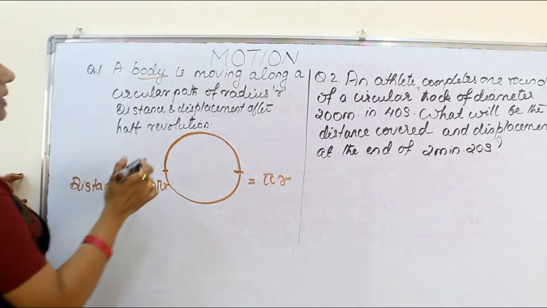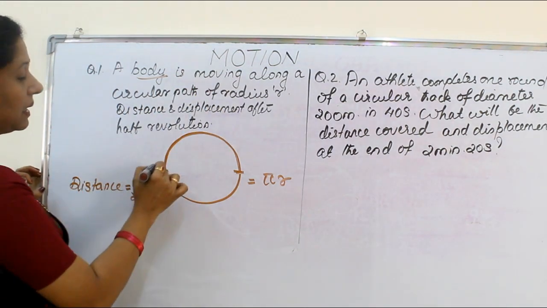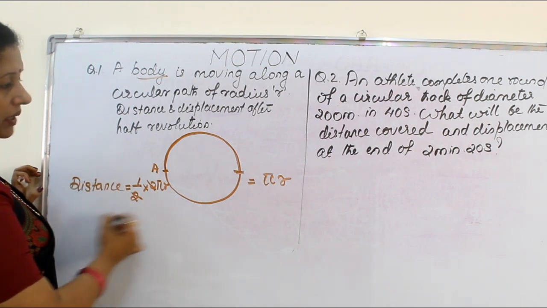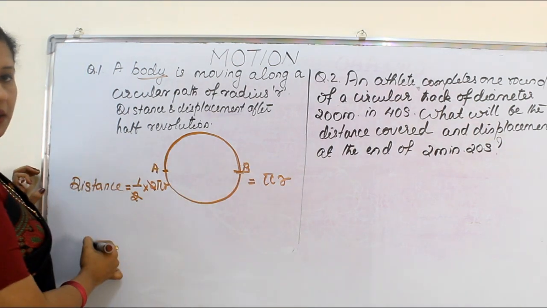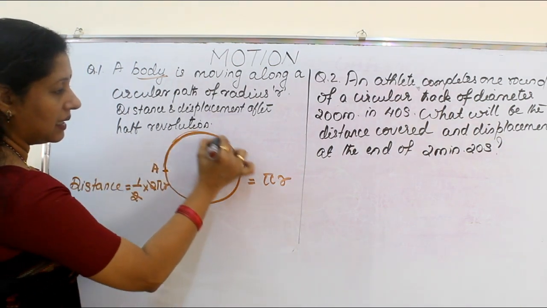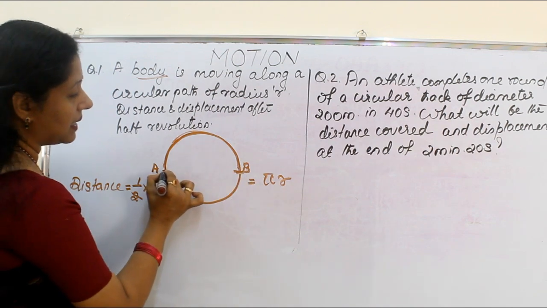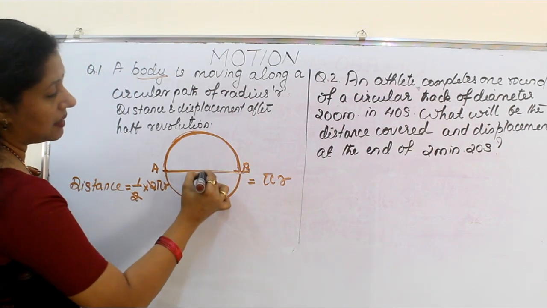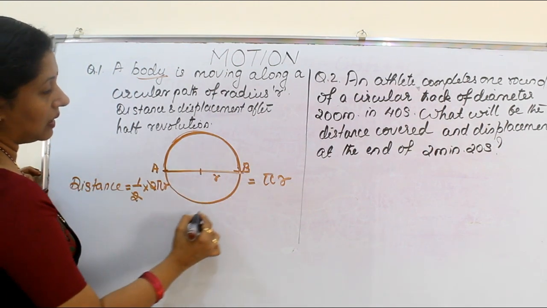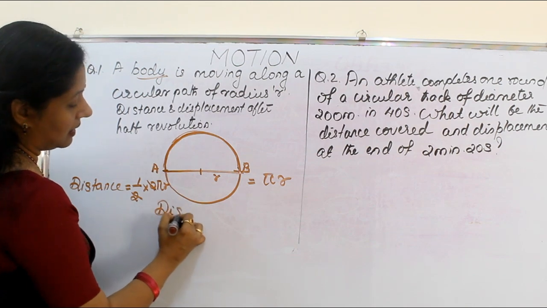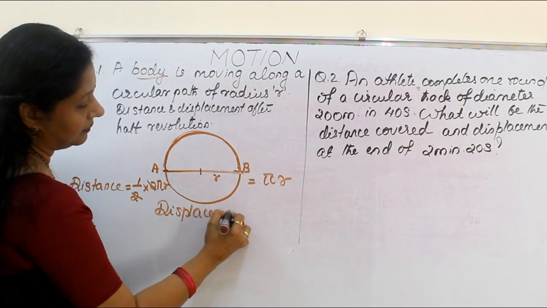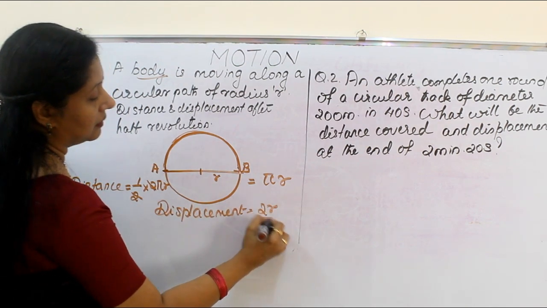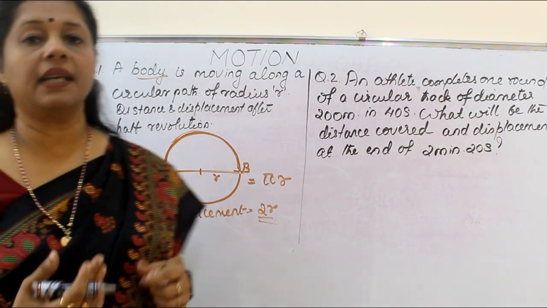Now coming to displacement. Displacement means, suppose this is the starting point and here is the final point, the shortest distance. This is the distance traveled, but displacement is this distance. This distance is the diameter, right? So displacement is 2r, that is double the radius, or we can say the diameter.